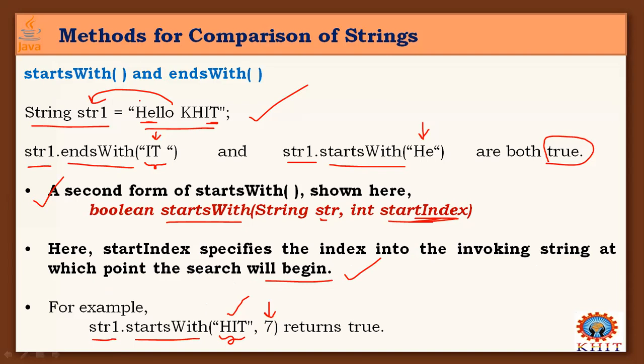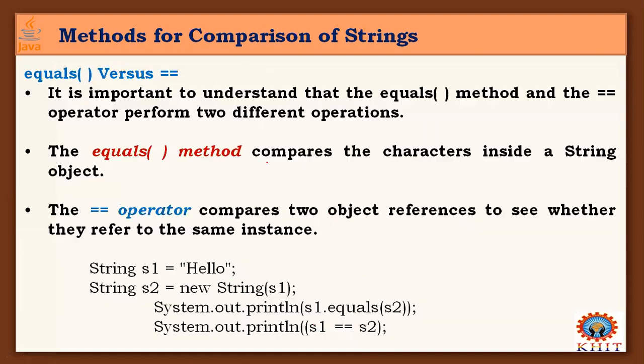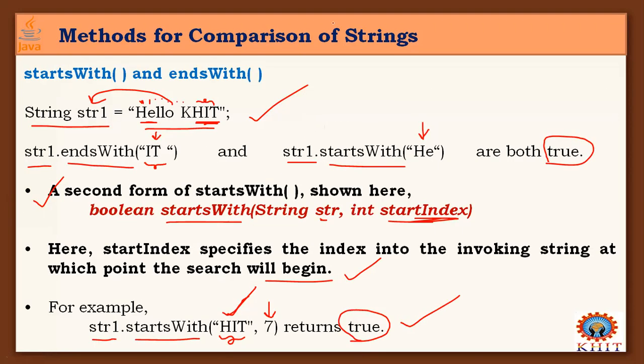So here it is 0, 1, 2, 3, 4, space 5, 6, 7. So from 7 to the end of the string, it checks whether these three characters match this value or not. So it returns true. Why? Because from index 7 onwards it matches these characters "hit". It is a substring and it is matched.